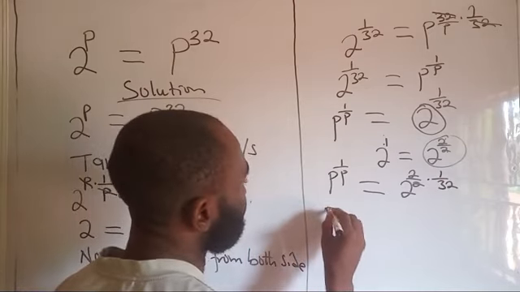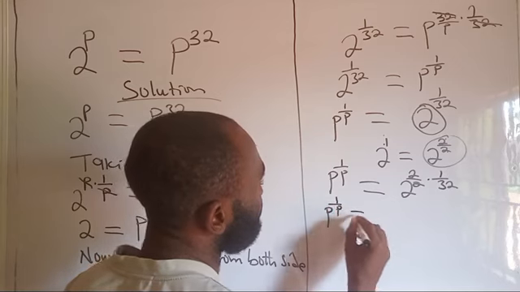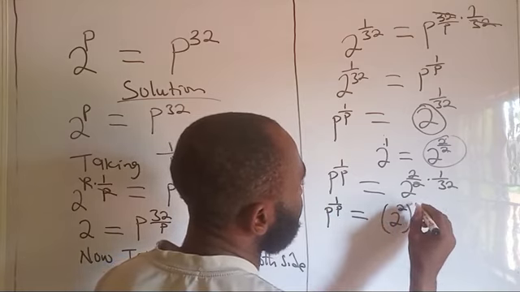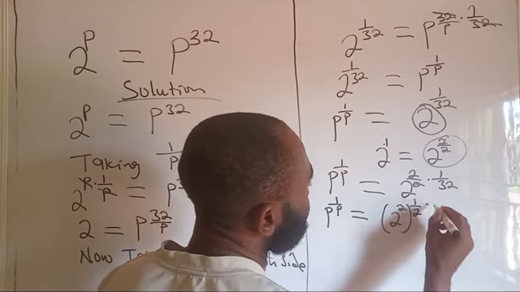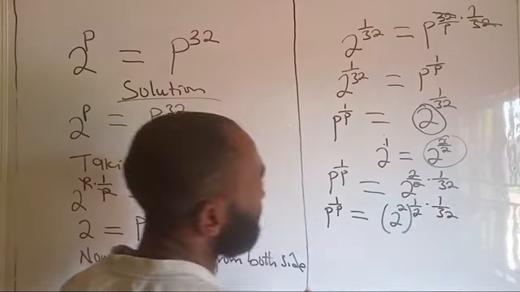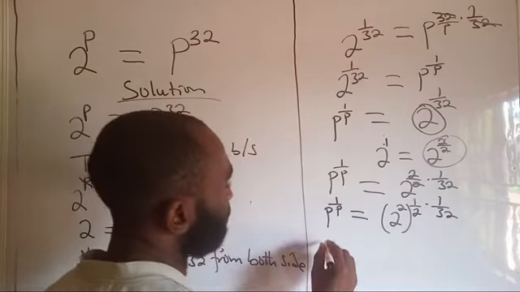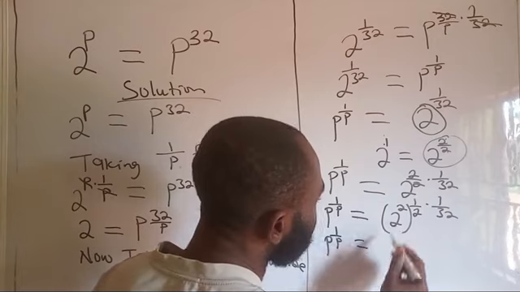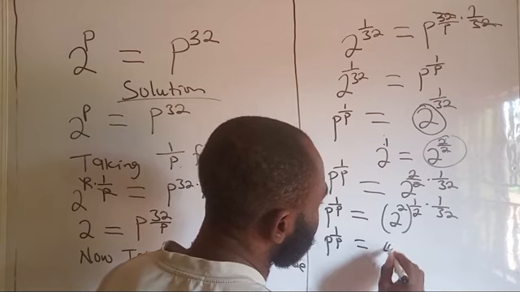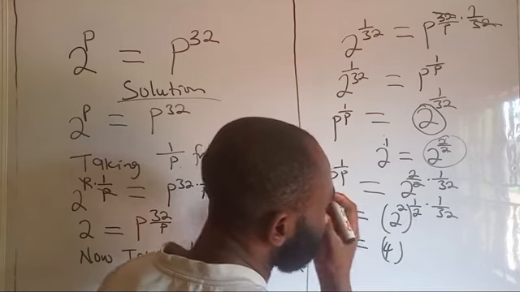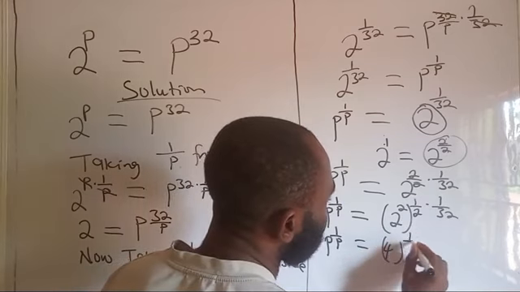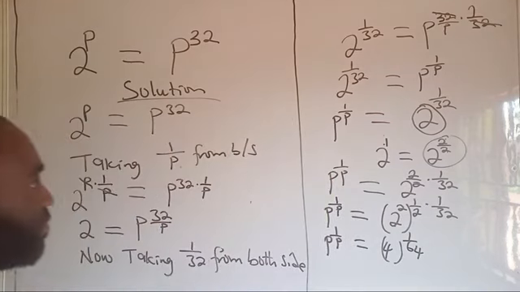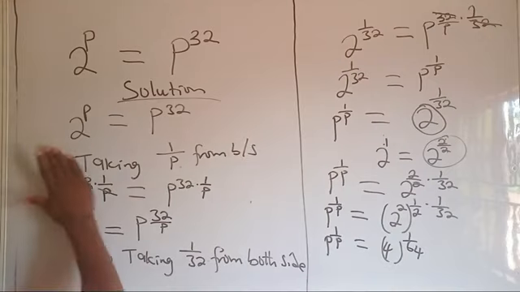So p raised to the power of 1 over p is equal to, so here we can write it as 2 raised to the power of 2 raised to the power of 1 all over 2 multiplied by 32. It is the same thing. So p raised to the power of 1 all over p is equal to, so here this will give us 4. Then here 2 times 32 gives us 1 all over 64. So let's continue from here.